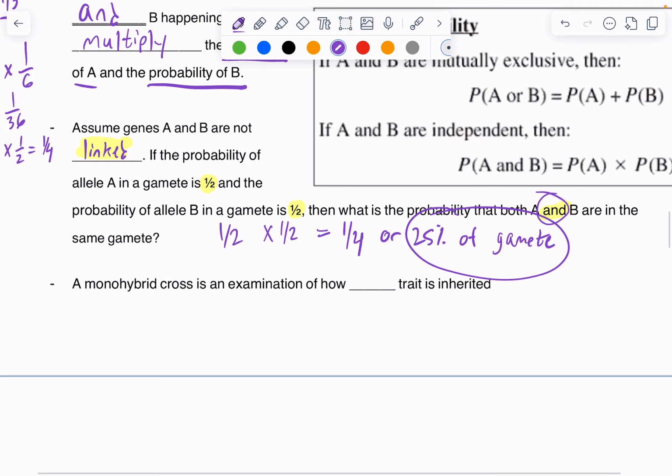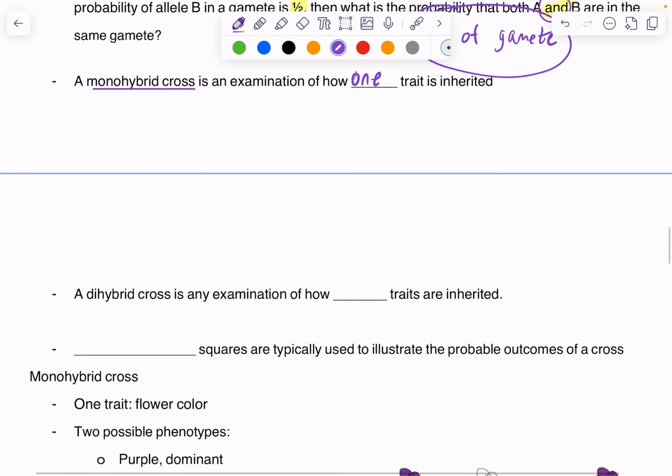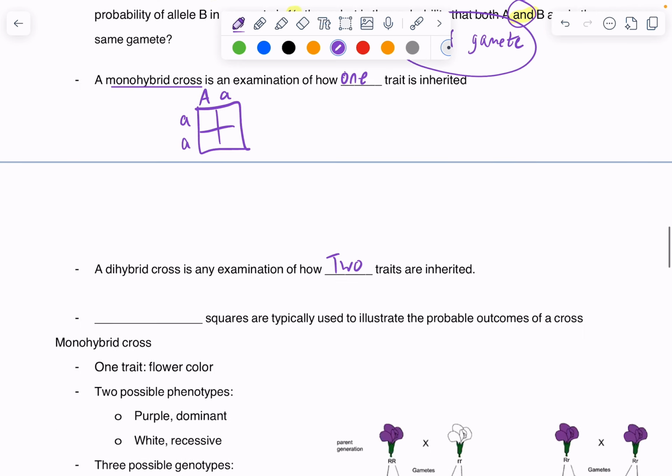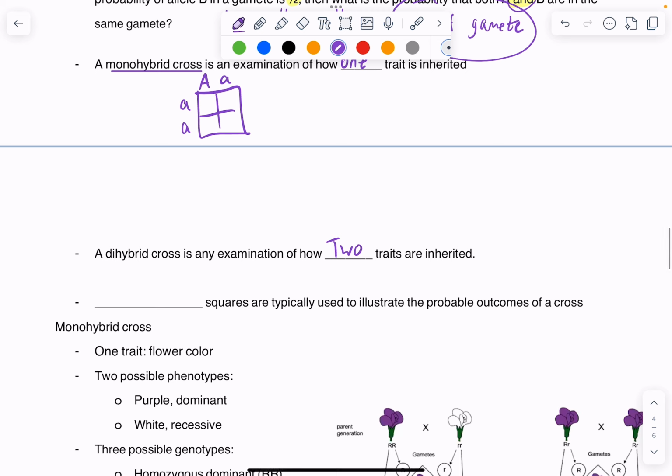And so we do Punnett squares to determine the probabilities, both "or" statements and "and" statements. A monohybrid cross is an examination of how one trait is inherited. A dihybrid cross is an examination of how 2 traits are inherited. A lot of the ones we'll see in monohybrid have 4 squares, right? You might remember that, where we do a cross. In a dihybrid cross Punnett square, we're going to have 16 squares because we have a lot of stuff going on. We'll talk more about that later.